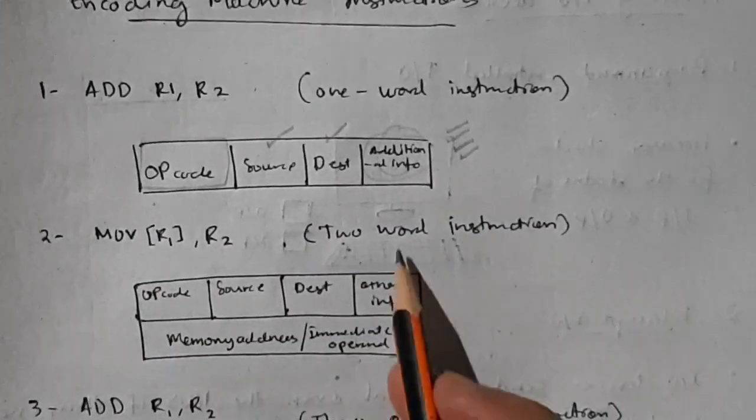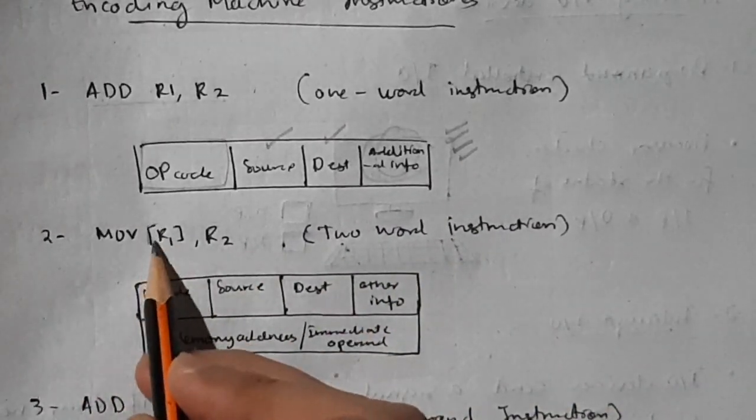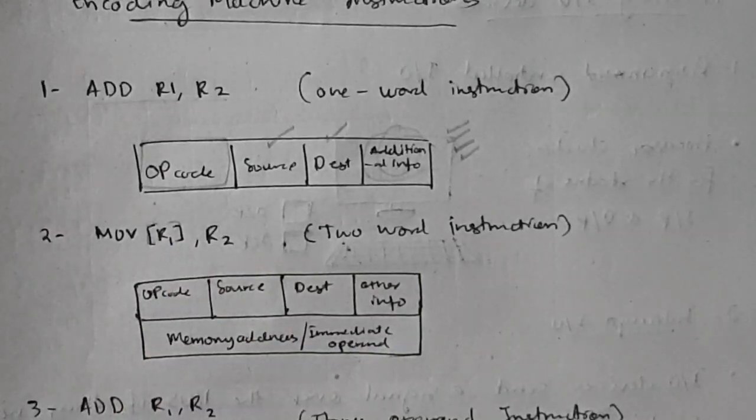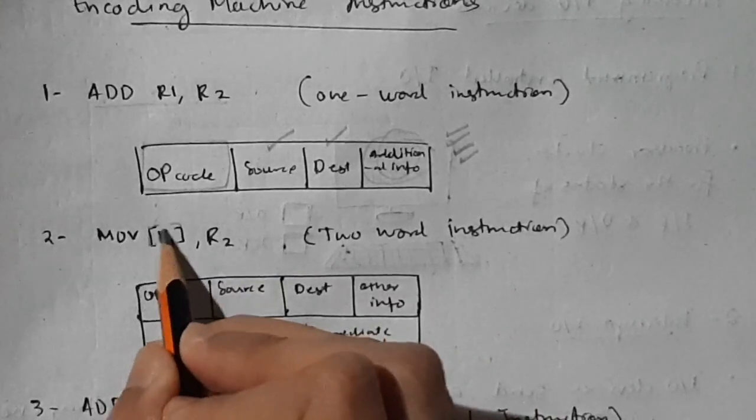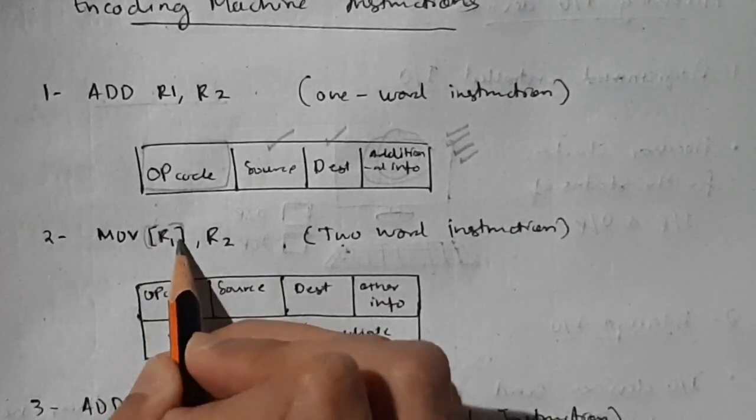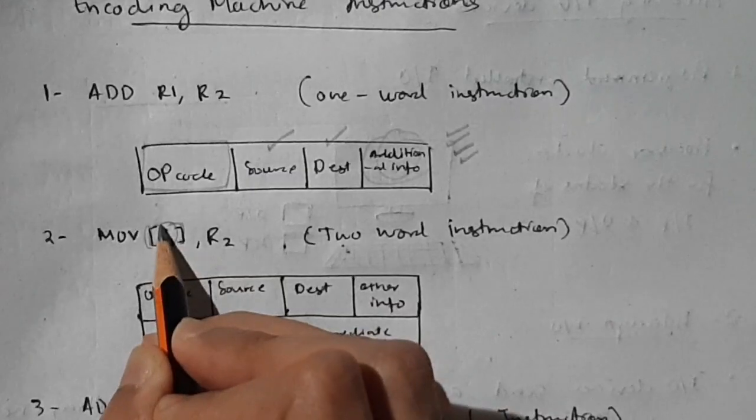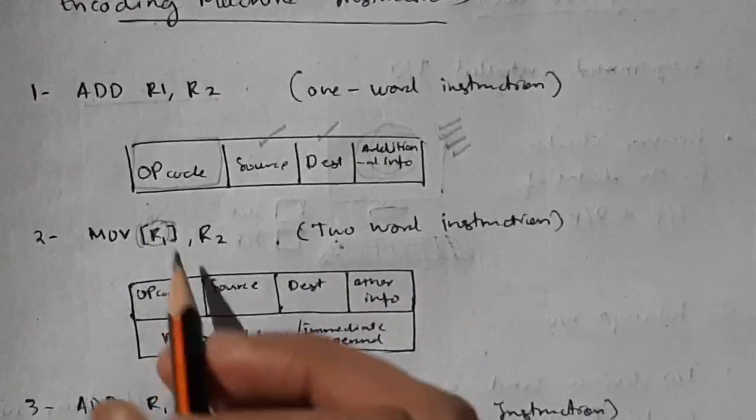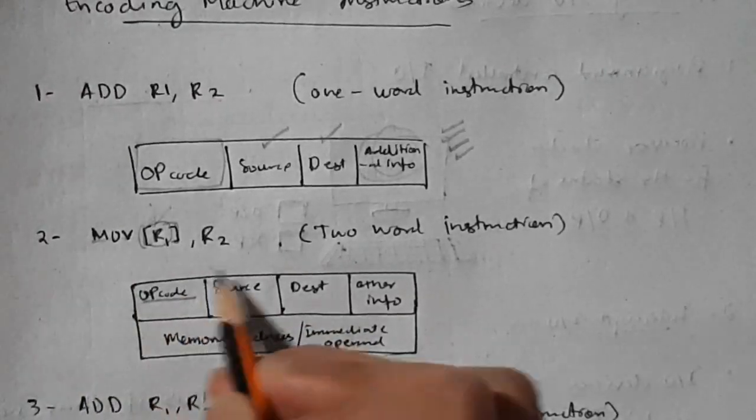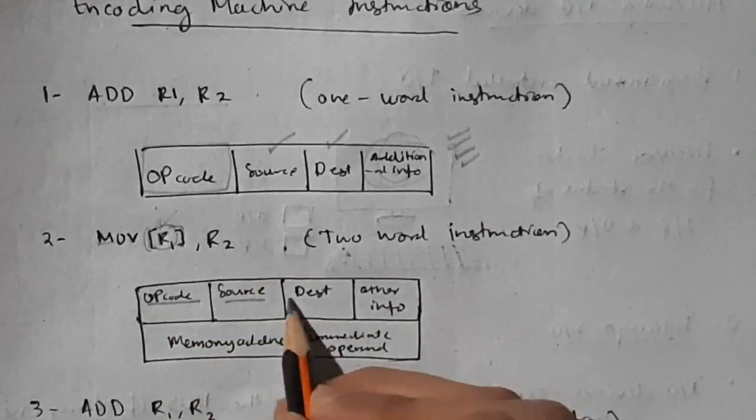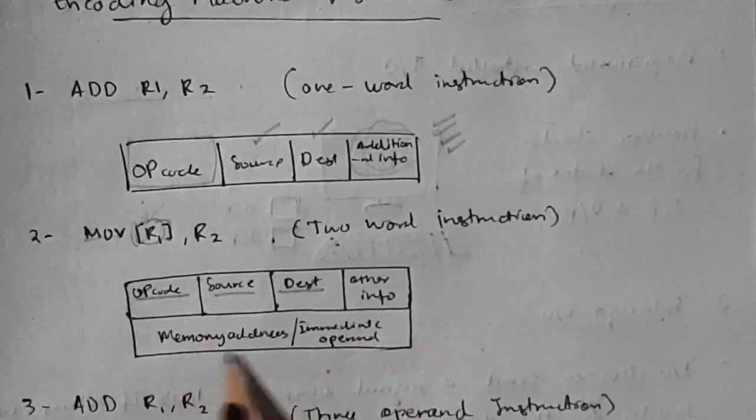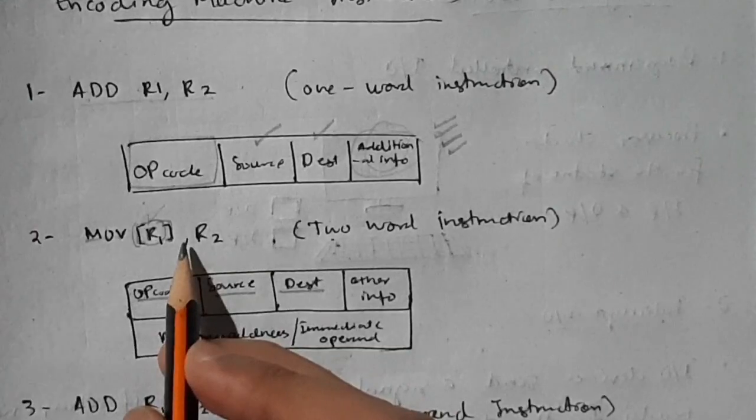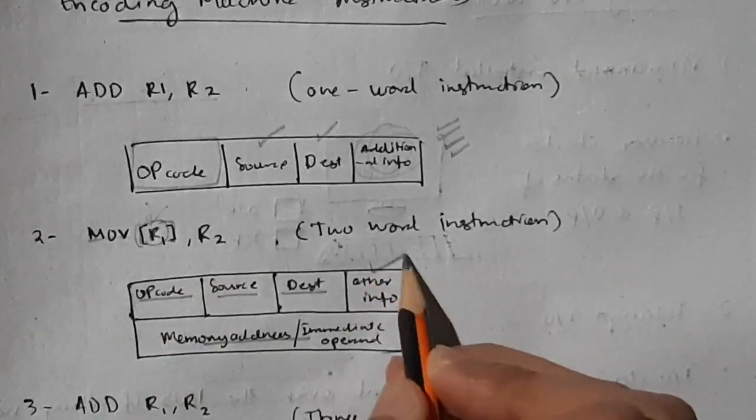Second type is two word instruction. In two word, you will have this immediate, I mean indirect register addressing. You remember in indirect register addressing you will have this R1 which is in the square brackets. What does that mean? This has the address of the operand, not the operand itself. So you will have to execute the instruction in 2 steps. So for that you will have move operation in the opcode. Source will have this R1 and R2 will be in the destination, and the immediate operand which is in between R1 and R2, the actual operand address will be stored here and the other information will be stored here.